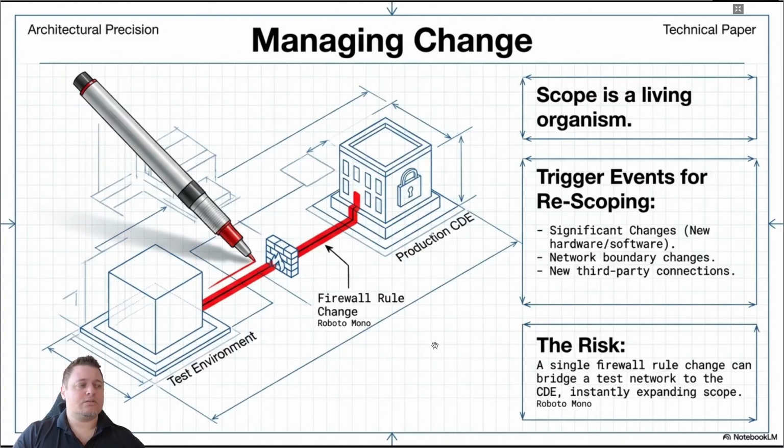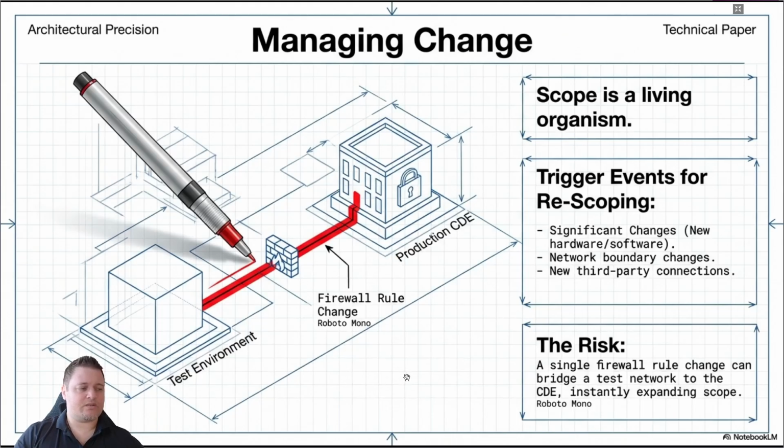Scope is a living organism. Trigger events for rescoping: significant changes, new hardware, software. Let's say you put a new hard drive in it. You need to rescope it, retest it, and make sure that it's secured. Network boundary changes: if you bought a building down the street and have that connected, is it in scope? Does it touch the CDE? Will it need to touch the CDE? You need to do rescoping all over again. You're constantly changing. Any updates, you have to rescope it.